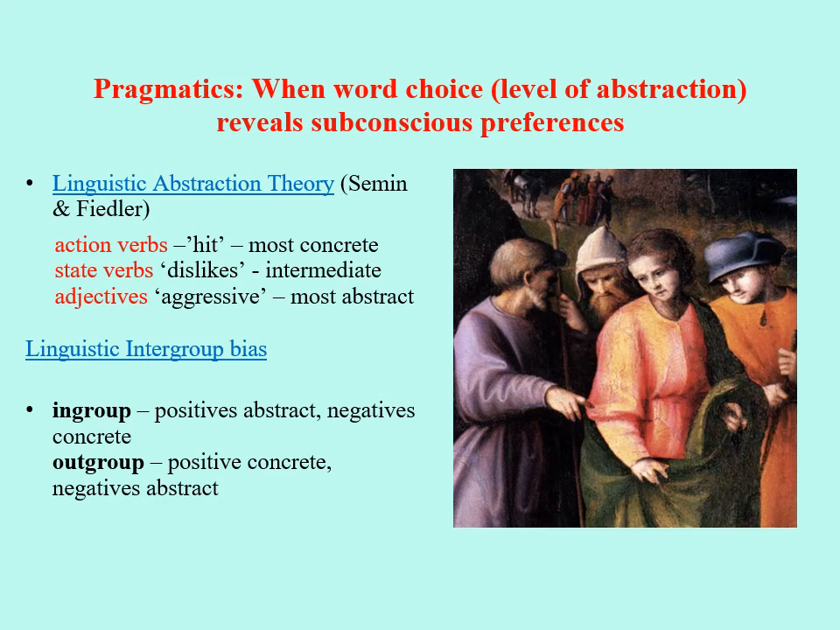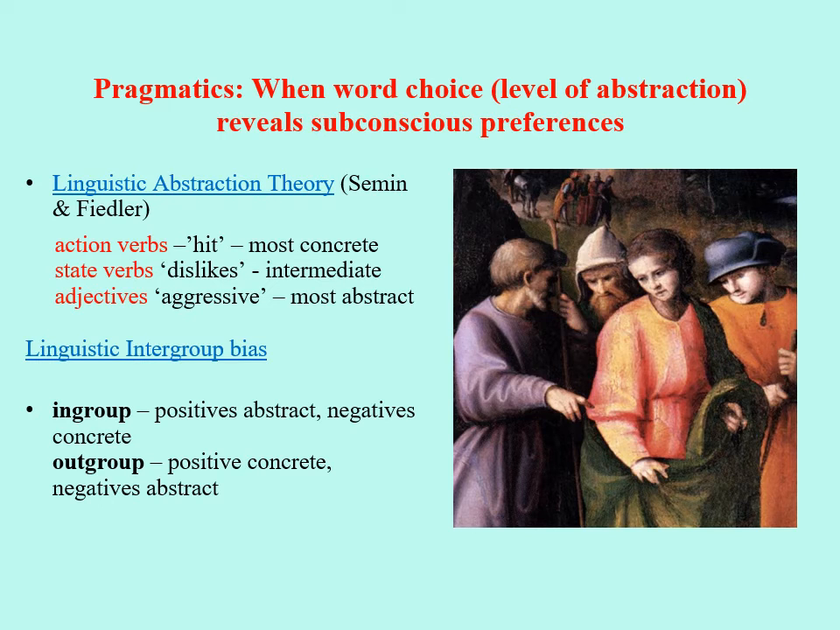So, for example, if you want to describe an aggressive episode, you can do it at three levels of abstraction or concreteness. If you say a person hit the other, that's an action verb which is very concrete and specific. If you say the person dislikes the other person, that's a state verb which describes a more general and more abstract negative inclination. Adjectives tend to be the most general. If you say the person is aggressive, then you essentially condemn the person at the highest level of abstraction.